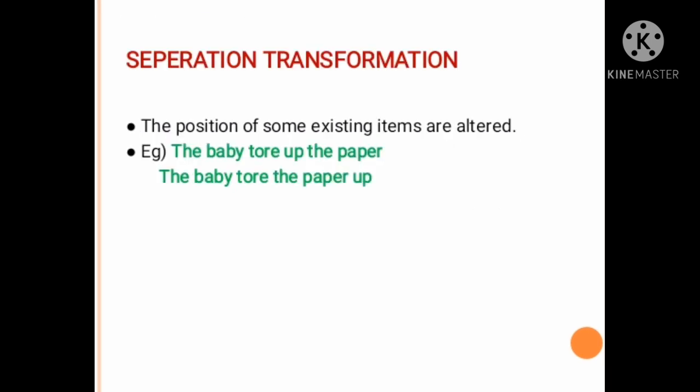The next one is separation transformation. In this transformation, the position of some existing items is altered. For example, the baby tore up the paper. After applying separation transformation, the sentence will be: the baby tore the paper up. Here the position of up is altered. This is all about TG grammar.